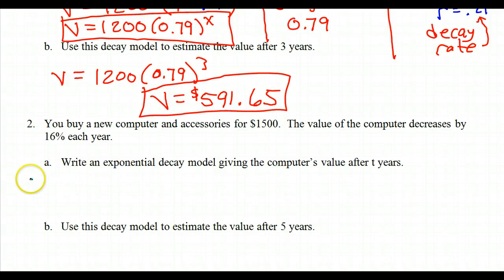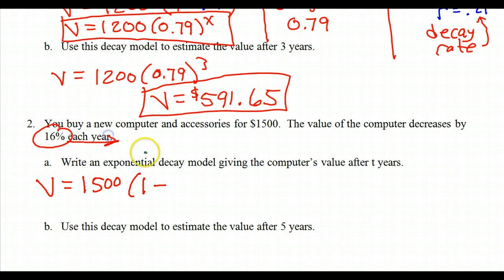Okay, so this is almost the same thing. The value is going to equal the initial value, and then we have to do 1 minus the rate. So we take the 16%, and if we convert that to a decimal, the rate is 0.16. So we have to do 1 minus 0.16. And it says t years, so let's go ahead and use t this time. So this is basically the model, but let's go ahead and do this subtraction.